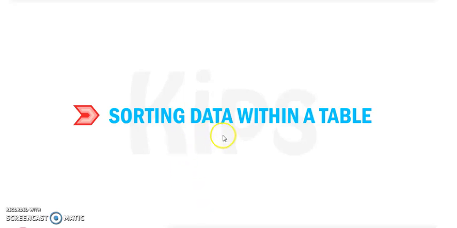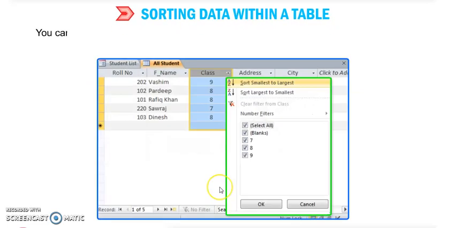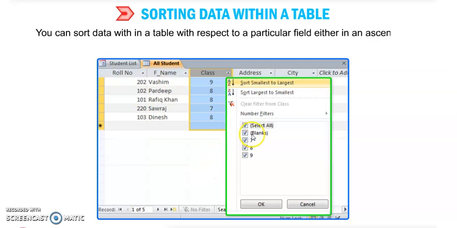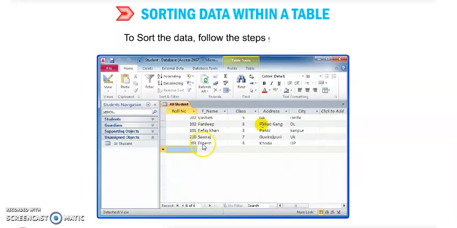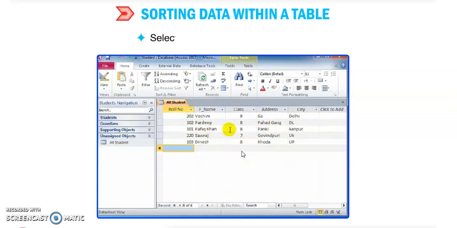Next topic is sorting data within a table. What is sorting? We want to arrange a table in alphabetical order, in ascending order or descending order, A to Z or Z to A. So we can do that also. You can sort data within a table with respect to a particular field either in ascending or descending order. To sort the data, follow the steps given below.